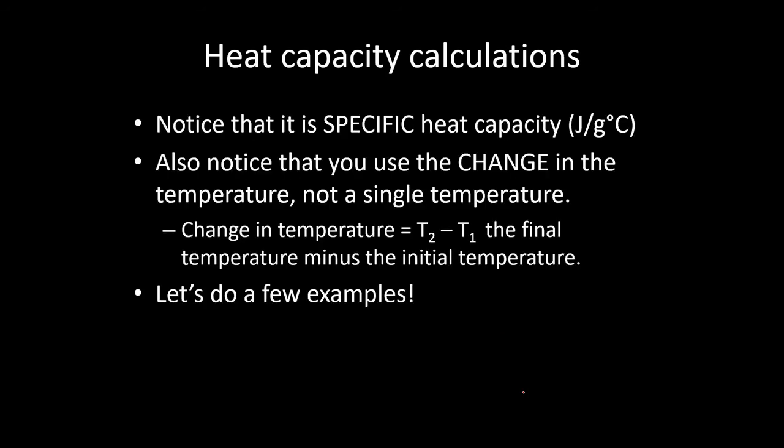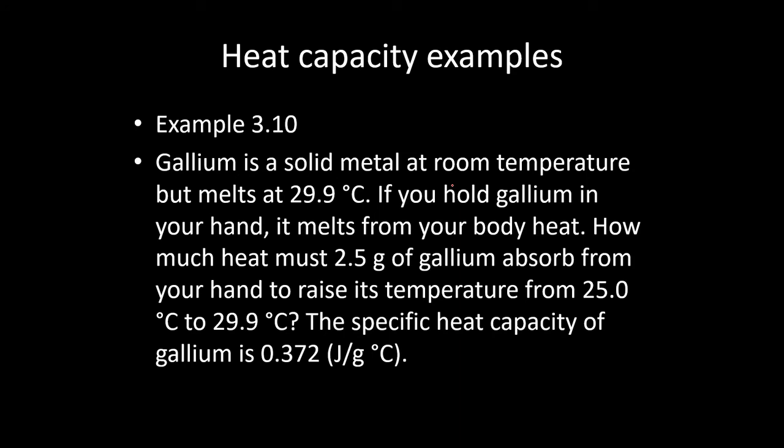So let's look at an example here. Actually, I think I'd already mentioned this on the previous one. Yeah, so joules per gram degree C, T2 minus T1, which is just another way of saying final minus initial. So let's do an example here. So this is example 3.1.